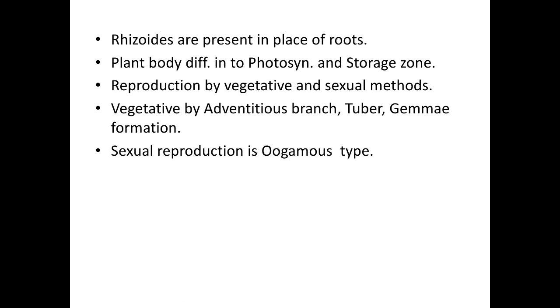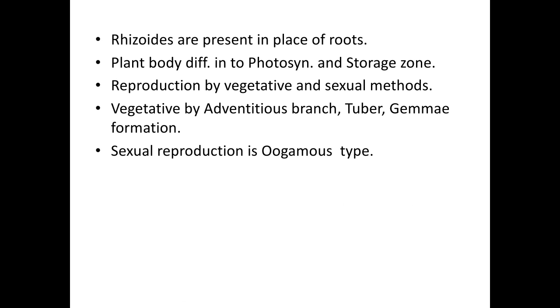Now the vegetative reproduction generally takes place by adventitious branch formation. During the growth and development, the older thallus decays and the new bryophytic thallus develops into a new individual. Such type of reproduction is known as adventitious branch formation type of vegetative reproduction. Then tuber formation. These tubers are formed near the rhizoids, and these tubers detach from the parent plant and give rise to a new individual.